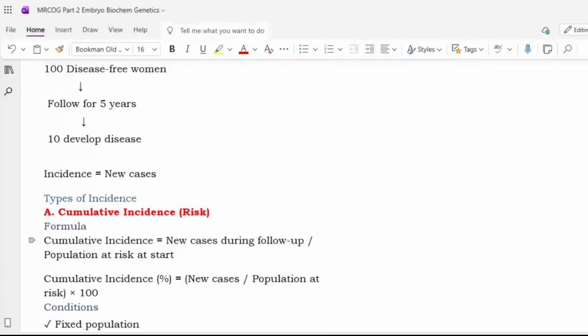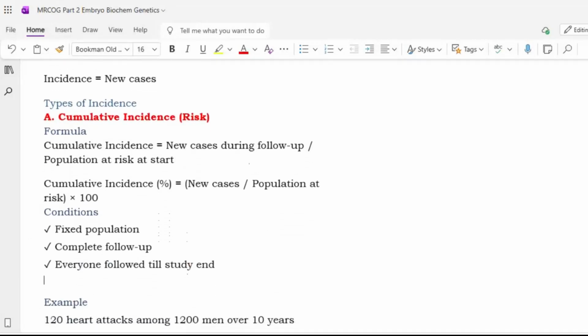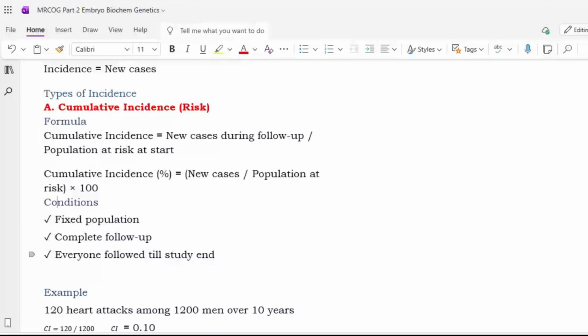So we had a population. We have followed up the population over a period of 5 years for disease outcome and 10 patients develop the disease. So that will give us the new cases as the incidence. Now there are two types of incidence. One is the cumulative incidence and second is the incidence rate. First is the cumulative incidence, also called risk.